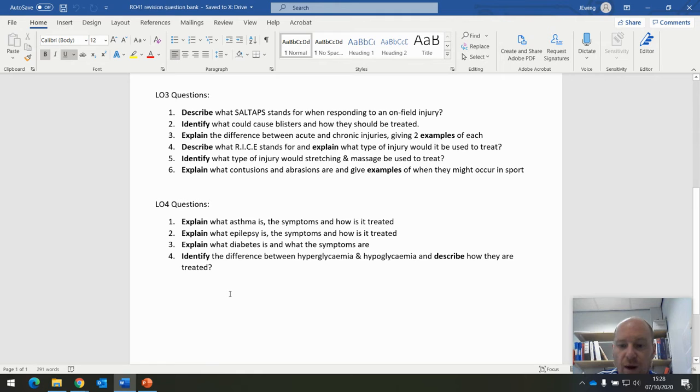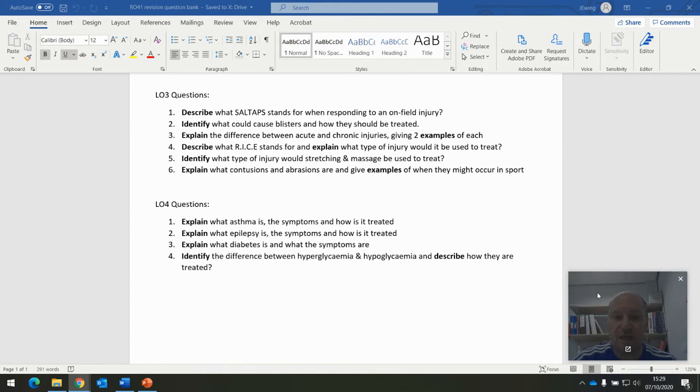So you can see straight away LO3 there. Describe what SALTAP stands for when responding to an injury. So again, go back and look at the slideshow. Identify what would cause blisters. Explain it. I'm not going to read through all these questions now because they are there. You can pause this and have a go at those questions, and that will help you with this course.